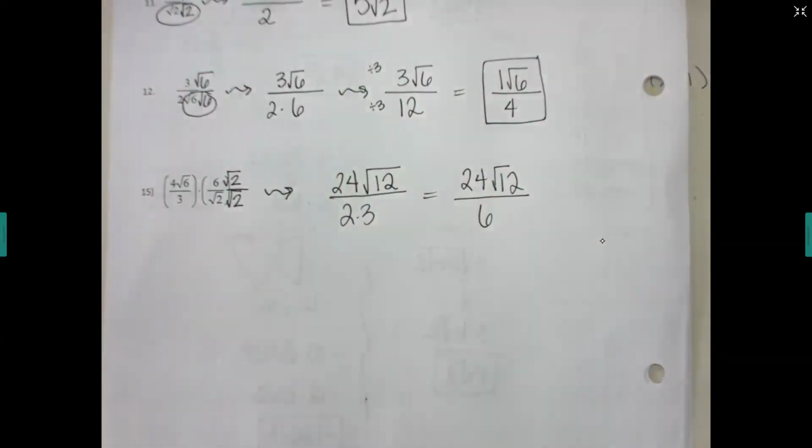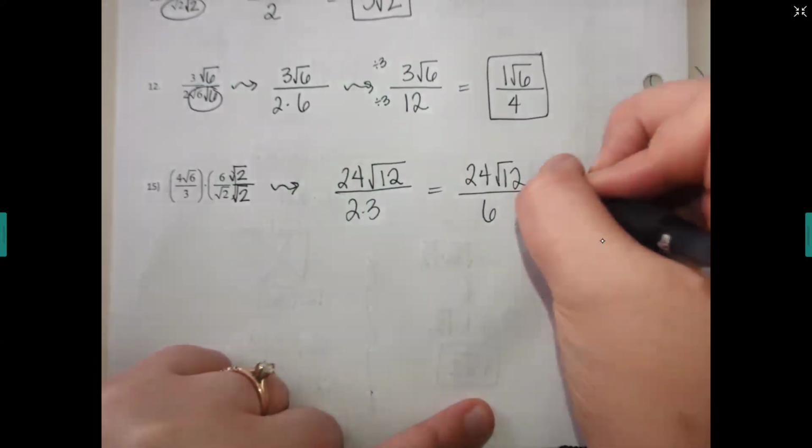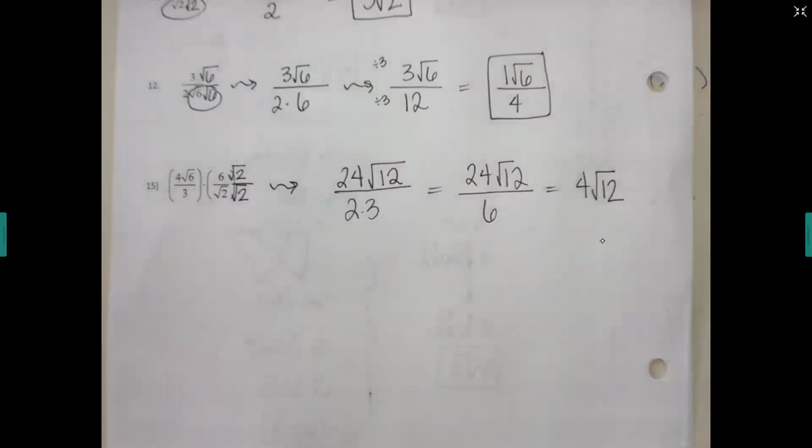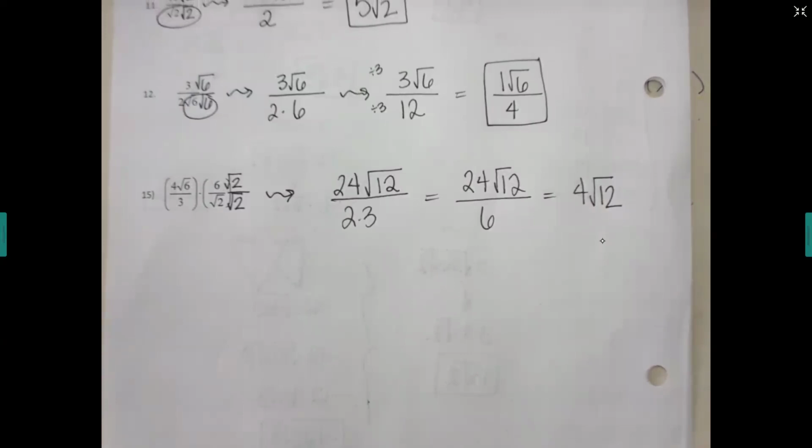Okay, now that I have numbers that are both on the outside, what can I do with those? I would multiply if they were next to each other, but what if they're in a fraction like that? Divide them. So in your calculator, what's 24 divided by 6? 4 root 12. Now, if 12 doesn't have a perfect square in it, you're done.